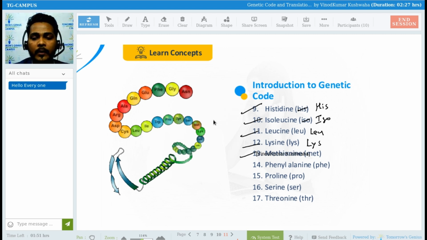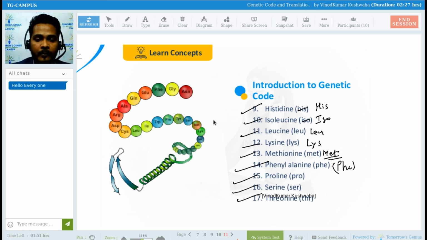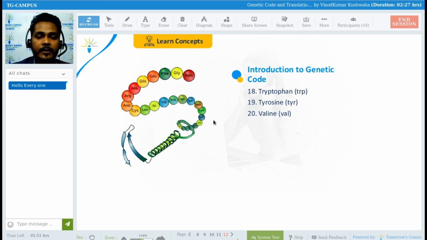Similarly, methionine is referred to as MET. Then phenylalanine, PHE, capital P, then HE. Proline, serine, threonine. This is a total of 17. The others are tryptophan, tyrosine, and valine. So these are the 20 different amino acids. Is this clear?